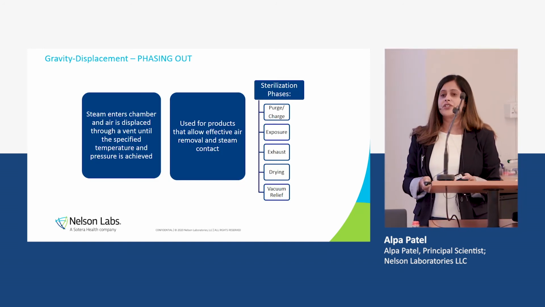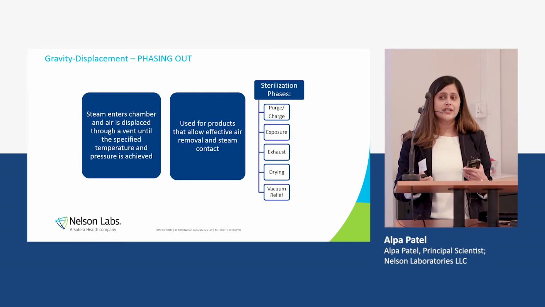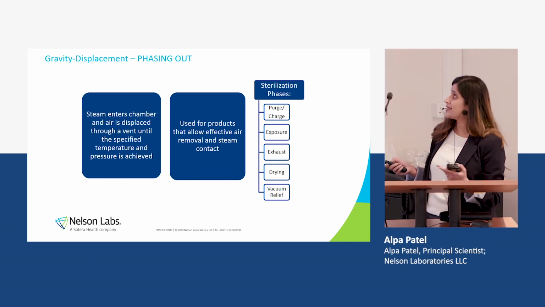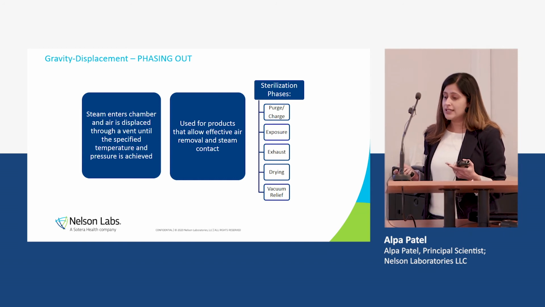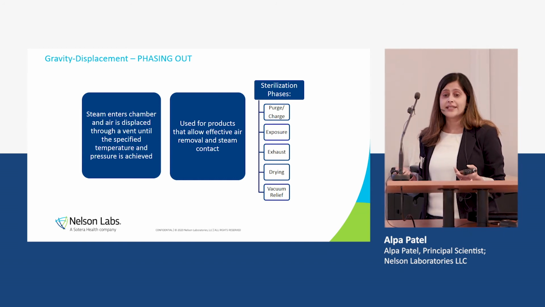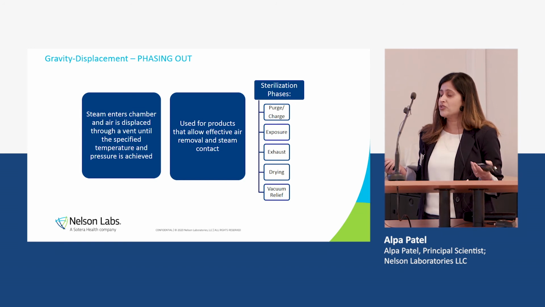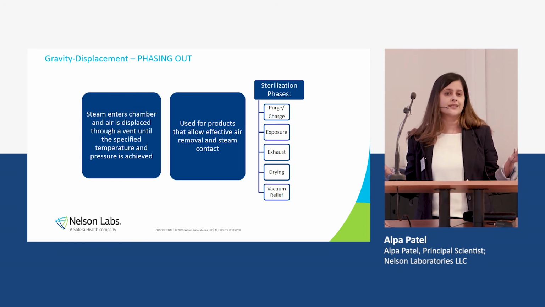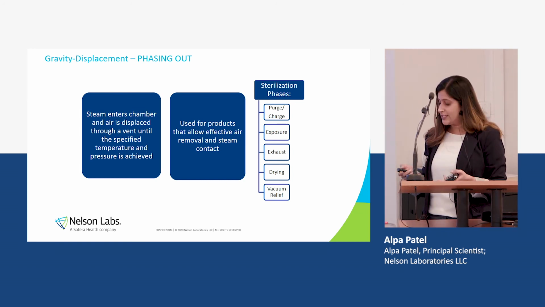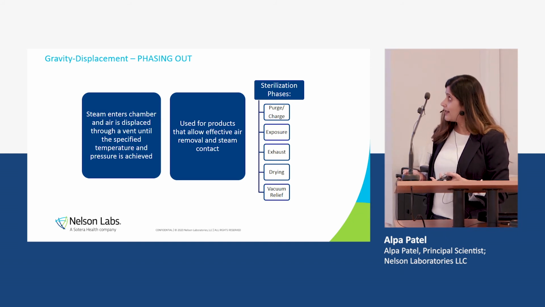The two methods of sterilization is gravity. Now, gravity is something that was used a lot. It's being phased out. Why? Longer cycles. Nobody has time to do 15-minute cycles anymore. So it's being phased out by healthcare facilities.